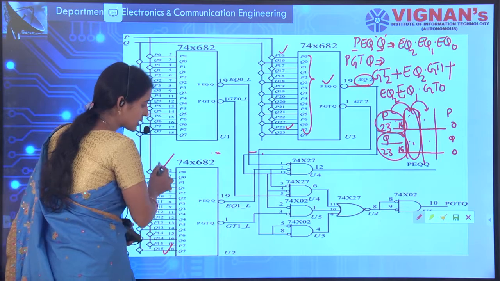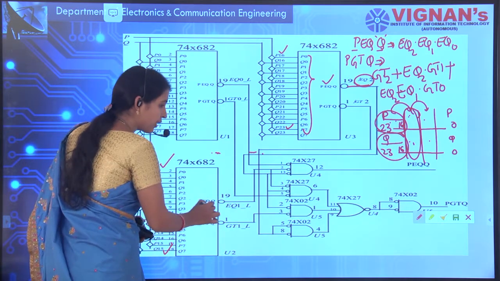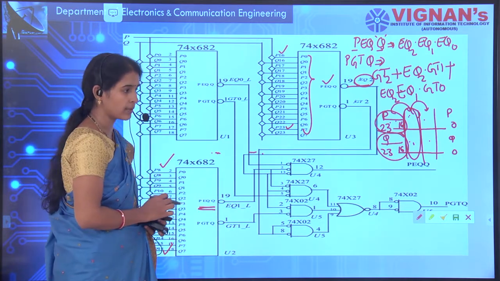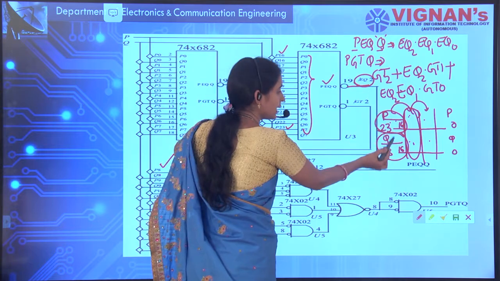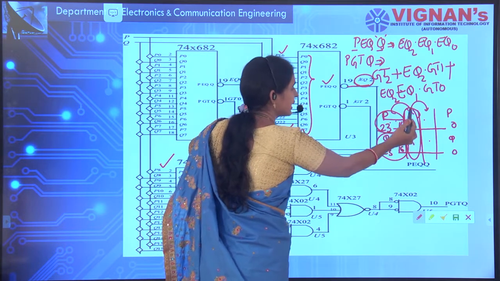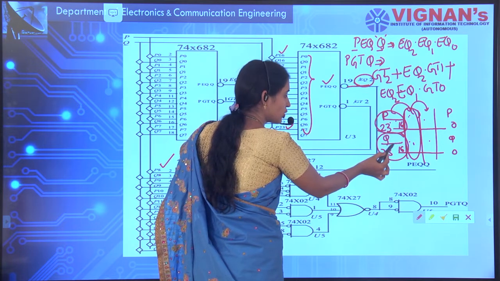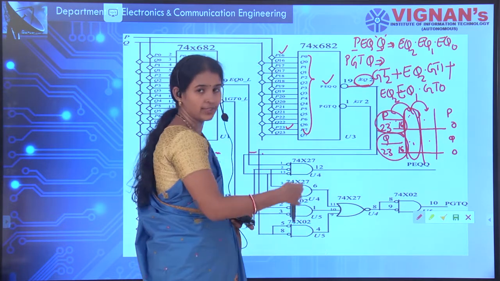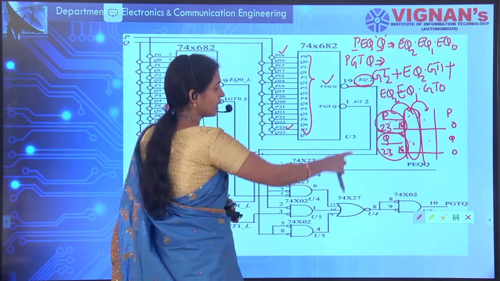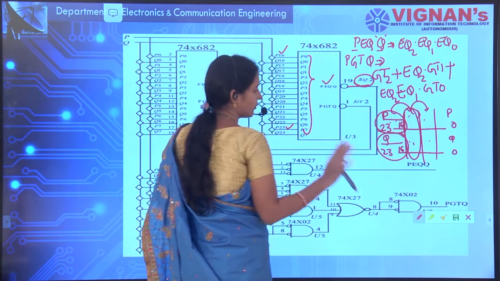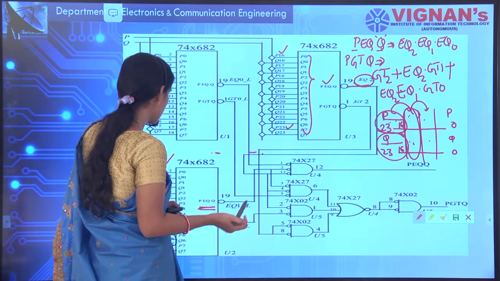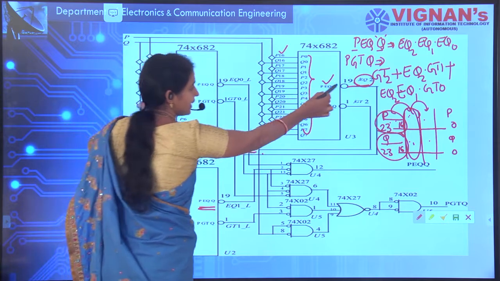It will check for the next higher order bits. If they are found equal, what happens? Only if they are found equal will it check for the next higher order bits. If it finds that P is greater than Q, it will give P is greater than Q. If it finds that P is less than Q, it will give P is less than Q. Similarly, these are equal.